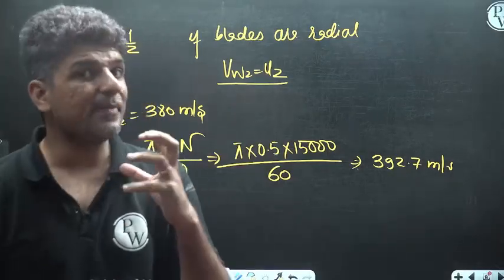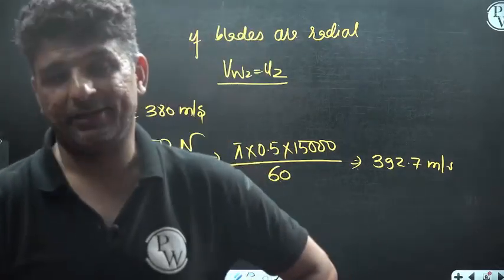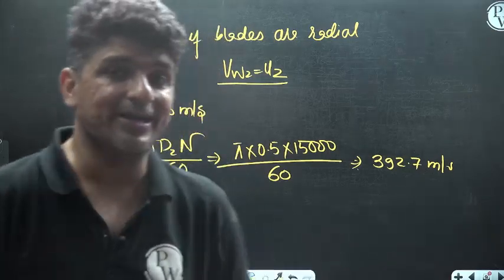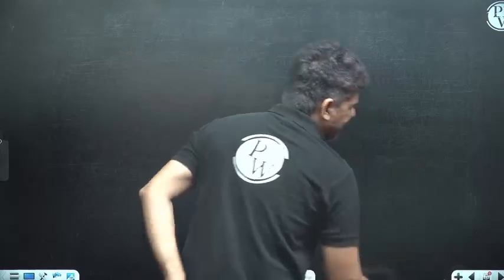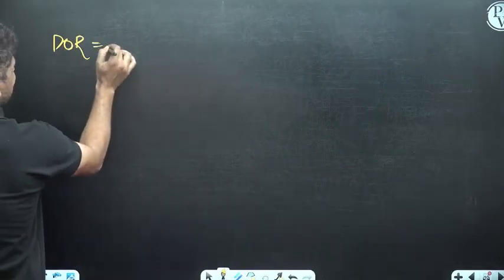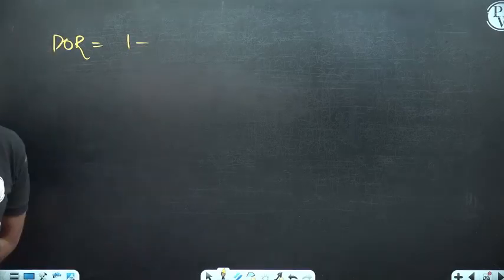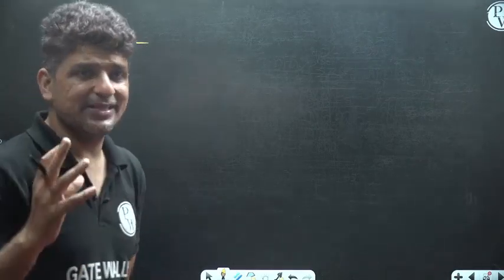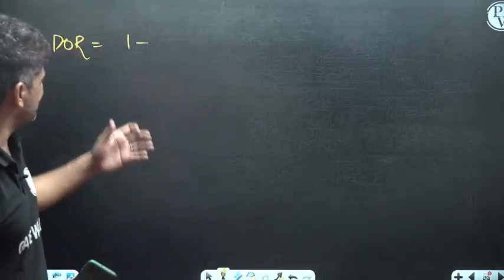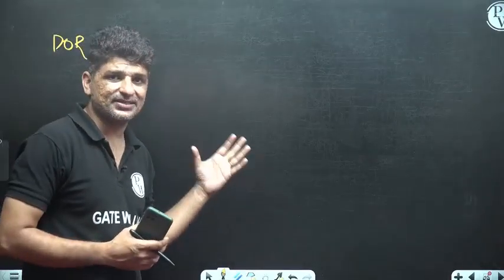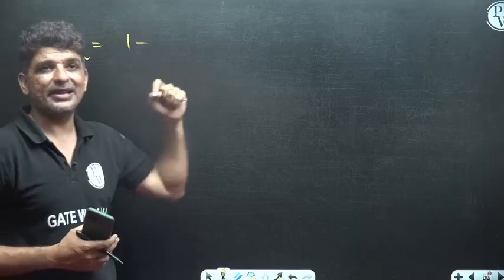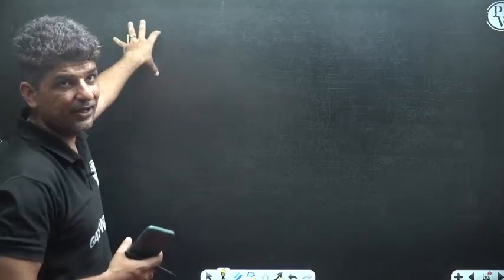That means the blade might not be radial at the outlet. If the blades are not radial, then the degree of reaction is not 50%. So then how do we calculate the degree of reaction? I have covered this expression in axial compressor. Today we are discussing centrifugal compressor, but this concept I have covered in axial compressor, and there we derived the degree of reaction for centrifugal compressor.